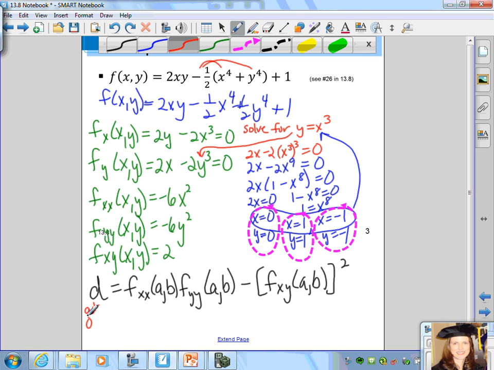All right, so if we take a look at the first point at (0, 0), the value for D is equal to the second partial with respect to x evaluated at (0, 0). Plug in 0 here, we're going to get 0, times the partial with respect to y, plug in the 0 here for y to get 0, minus the mixed partial, which is 2, quantity squared, and that gives us a negative 4. That's at the critical point (0, 0).